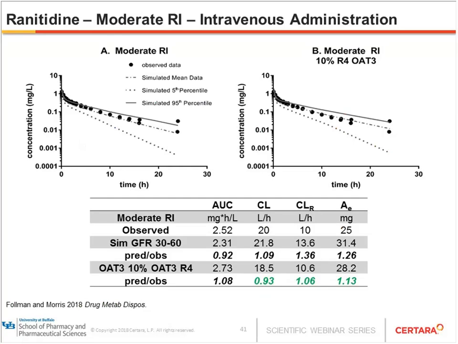Moving on to ranitidine in a moderate RI population, you can see just by looking at the figures that both simulations performed quite well. The base simulation is capturing the majority of the observed data, and you can also see the predicted over-observed ratios are quite good for the base simulation. There is a slight improvement with the modified simulation, and here the most improved modified simulation include a reduction in the expression and activity of OCT2. But both simulations performed quite well.